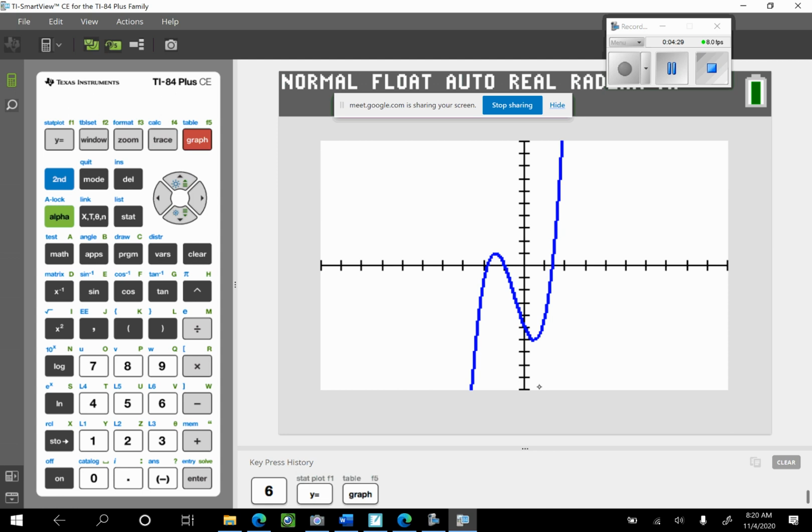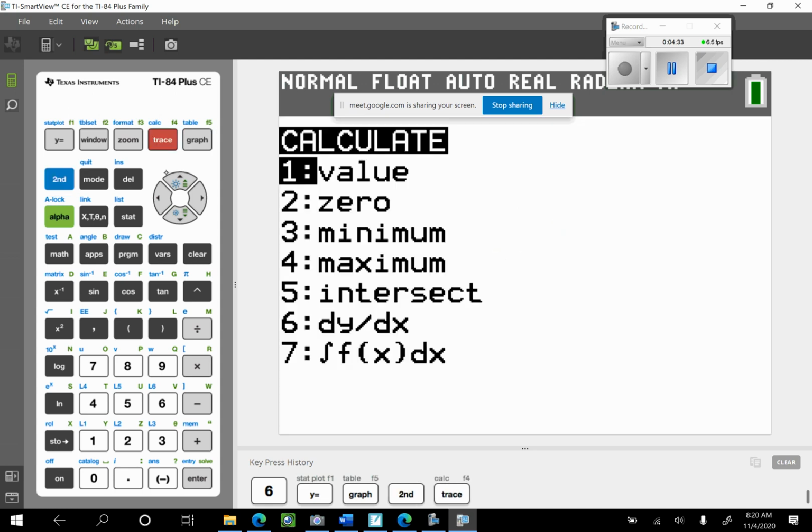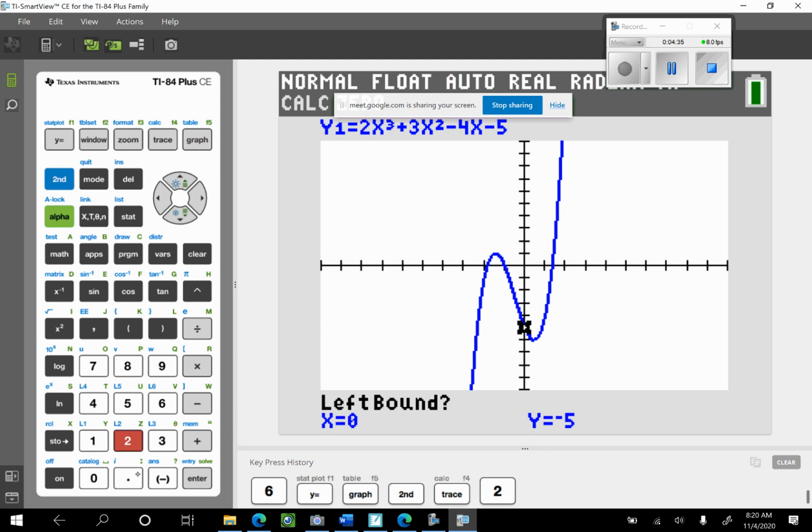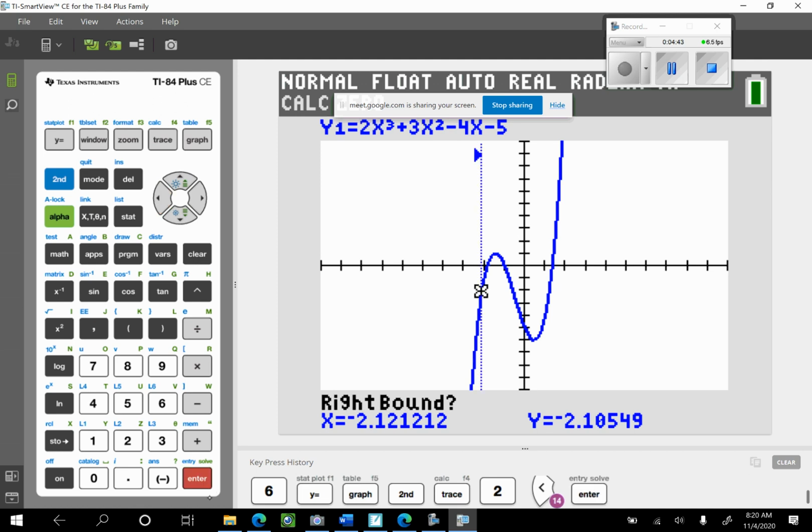So I'm going to find the first x-intercept. I am recording this in case we need help with that. The first, it's going to be the 0. I'm going to arrow over here. I want to get to the left of that 0, push enter. I want to get to the right of that 0, push enter, bam. And this is my first x-intercept right there.